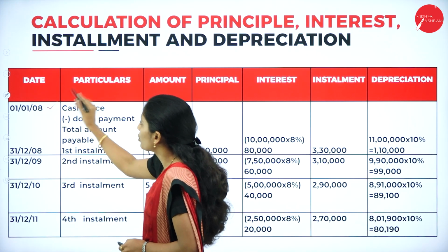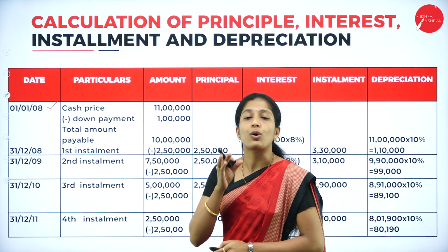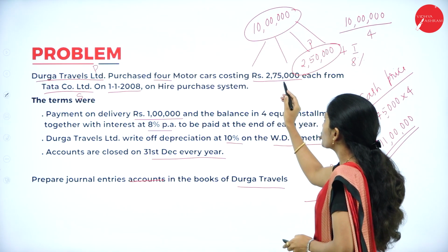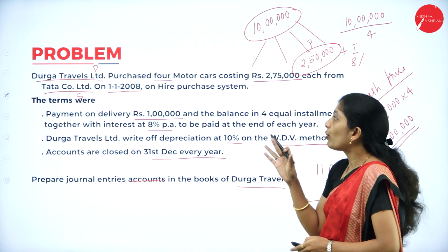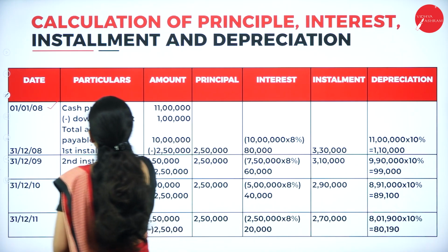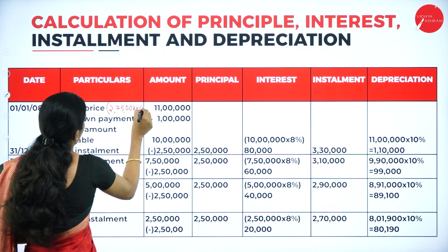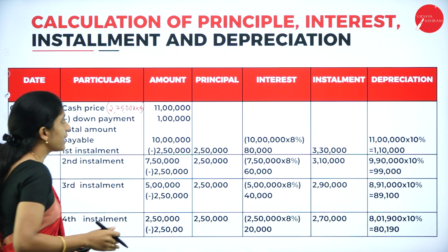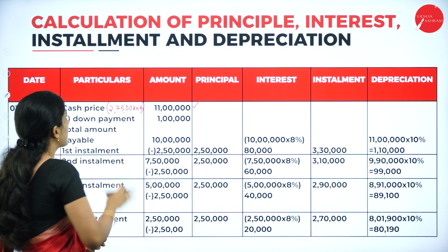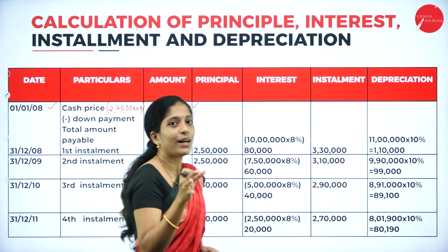Okay. So the asset is being purchased on 1/1/2008. Write the date 1/1/2008. Now in your particulars column, write the total cash price of the asset. So we have calculated, right? They have purchased 4 cars worth 2,75,000 each. So your cash price will be 2,75,000 into 4. We have purchased 4 cars, right? So total amount is how much? 11 lakh. When you multiply 2,75,000 into 4, you will get 11 lakh.